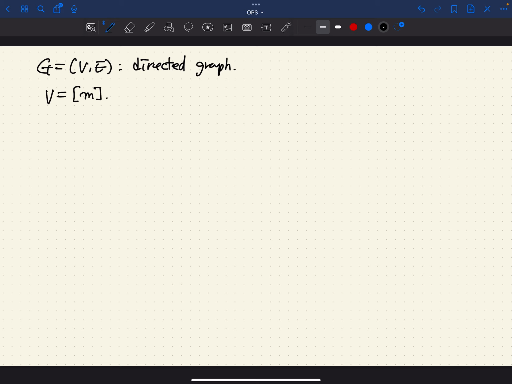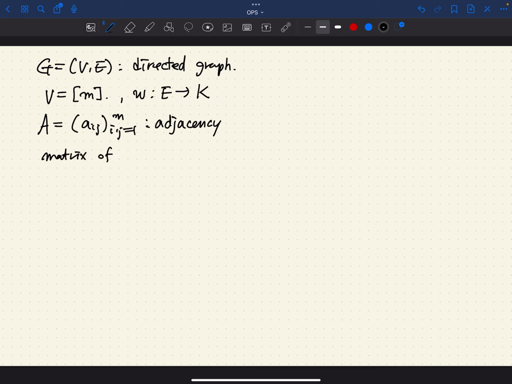And W is an edge weight. K is just some commutative ring. So think of this as a quantity attached to every edge. So it's an edge-weighted graph now. And let's say A is the adjacency matrix of the weighted graph G.